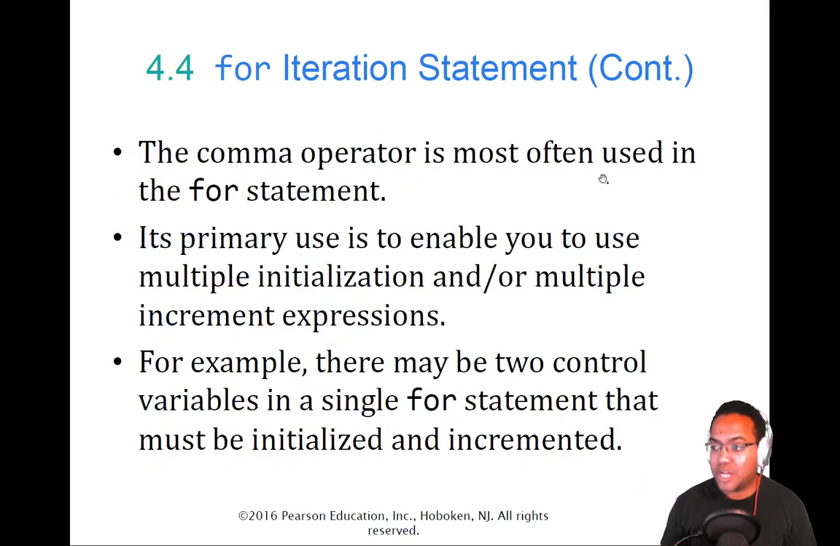So, the comma operator is often used in the for statement. Its primary use is to enable you to use multiple initialization and or multiple increment expressions. For example, there may be 2 control variables in a single for statement that must be initialized. So, using a comma in your for loop to initialize 2 separate variables, 2 separate increments, or 2 separate conditions is how you get more than one Boolean expression in your for loop.